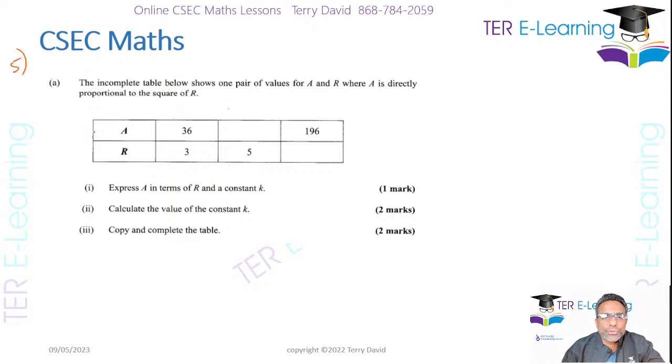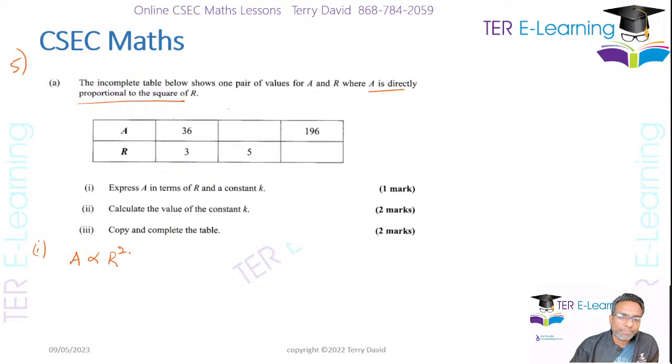An incomplete table shows one pair of values of A and R, and A is directly proportional to the square of R. So this can come in your exam. It's proportionality. In part 1, we want to express A in terms of R and a constant. You have to read this carefully. A is directly proportional to the square of R, so you write A is proportional to the square of R. The square of R is simply R squared. So that is my relationship between A and R squared.